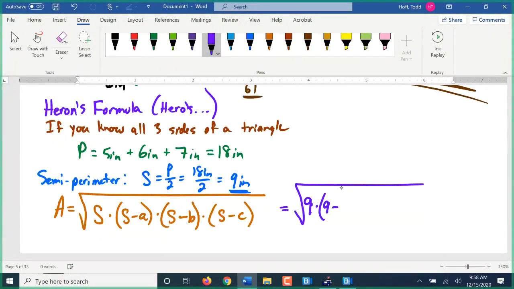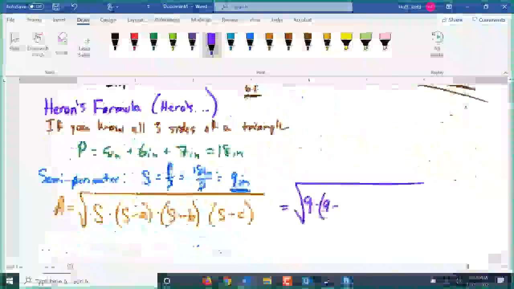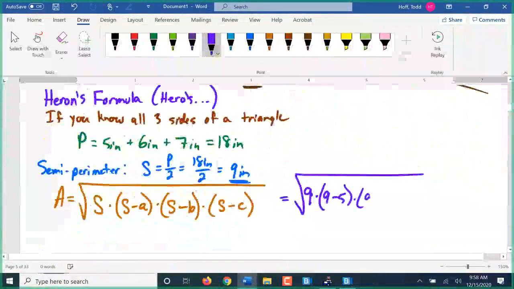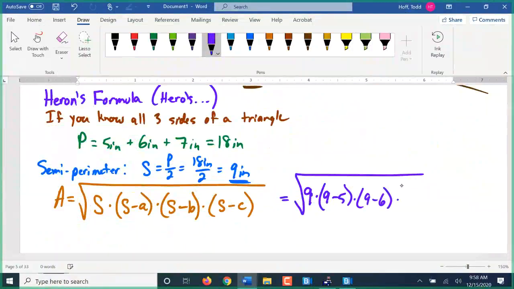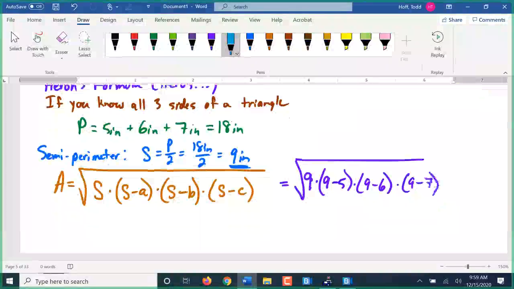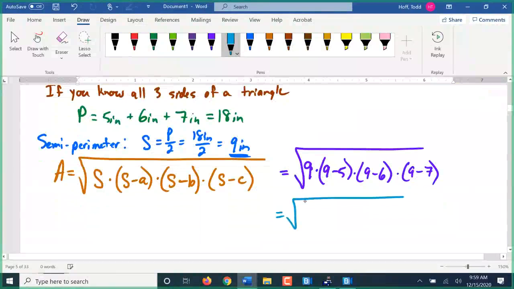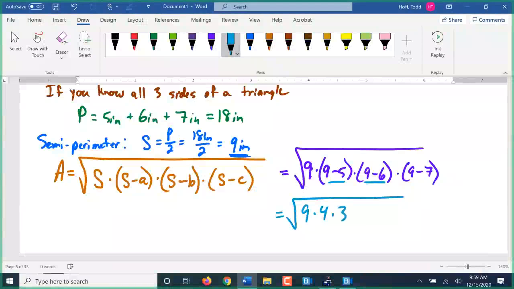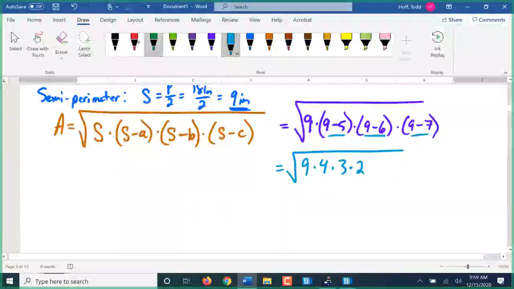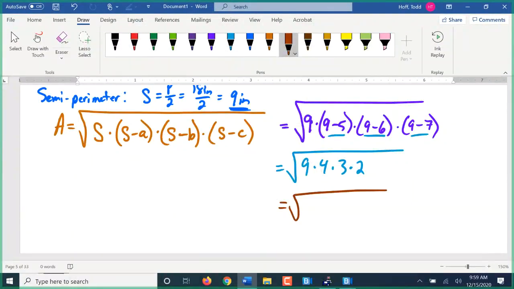9 minus my shortest side here, which was the 5, times 9 minus my next side, the 6, times 9 minus my next side, the 7. So this is the square root of, I have 9. Well, 9 minus 5 is 4, 9 minus 6 is 3, 9 minus 7 is 2. So the square root of 9 times 4 is 36, times 3 is 108, times 2 is 216.